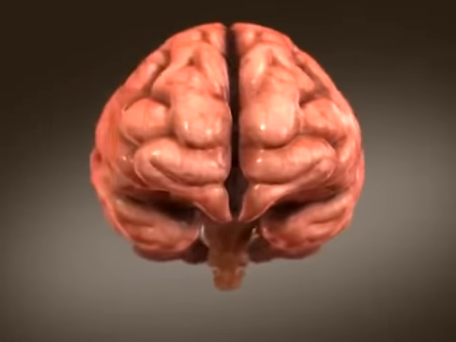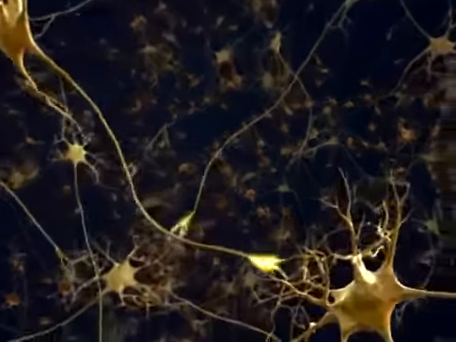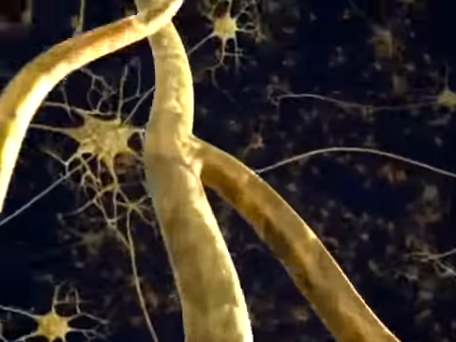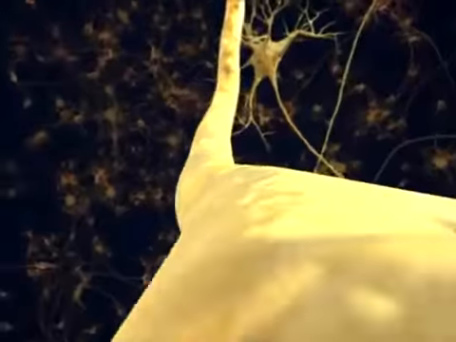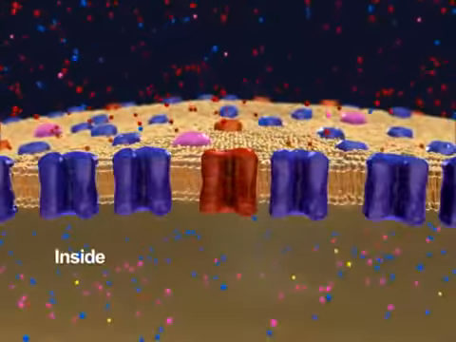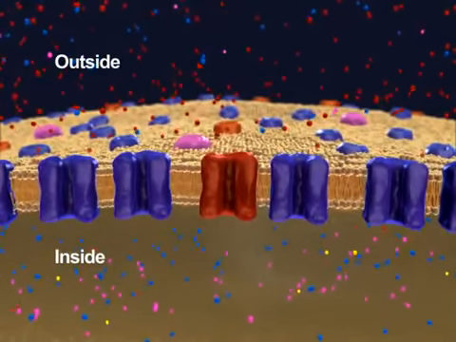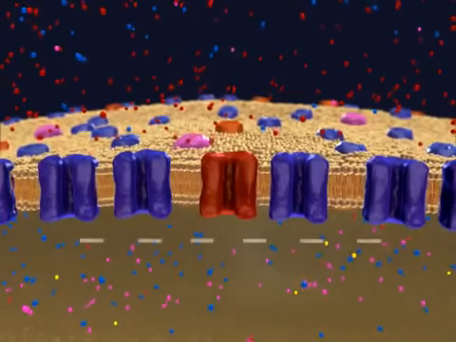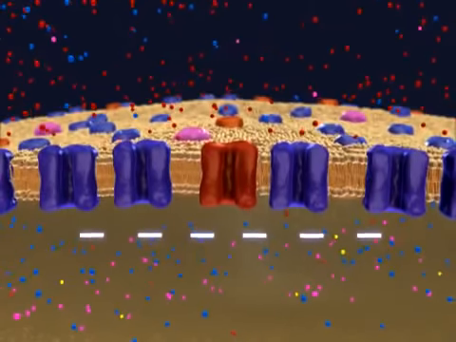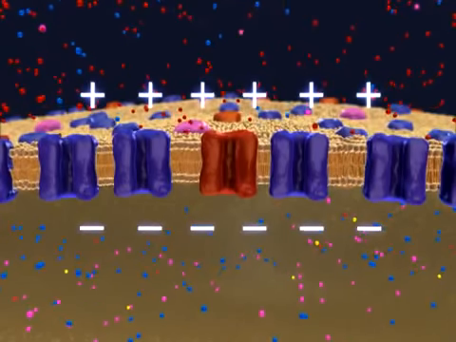The human brain alone contains about 100 billion nerve cells, called neurons. A neuron, like every other cell, has positively and negatively charged ions, inside and outside. Further, a resting neuron has a greater negative charge on the inside surface of the plasma membrane and a greater positive charge on the outside surface.